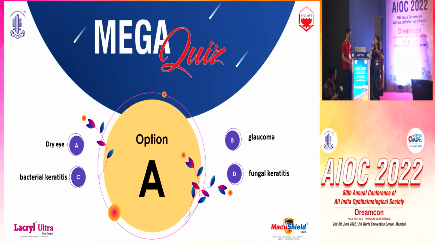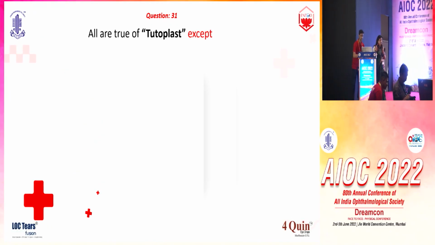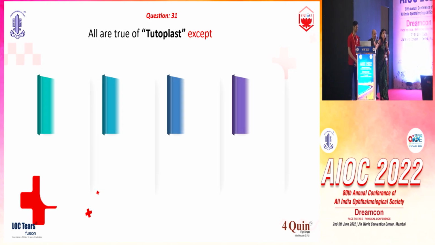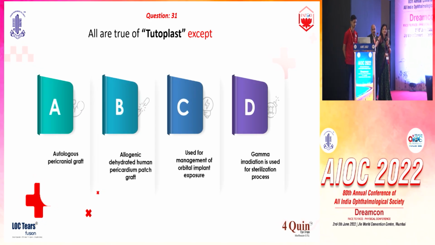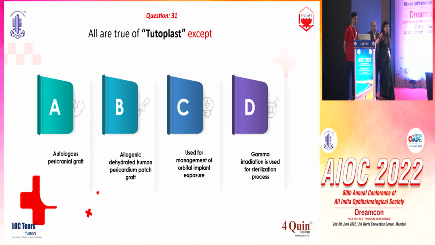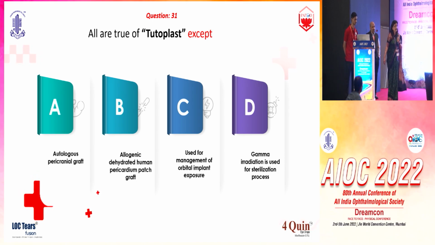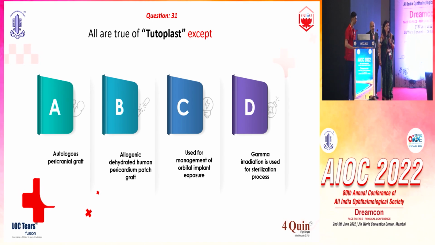Can we have the next question, please? All are true of Ketoplast, except autologous pericranial graft, allogenic dehydrated human pericardium patch graft used for management of orbital implant exposure, gamma irradiation is used for sterilization process. It's except. So 3 things are correct and 1 is wrong.